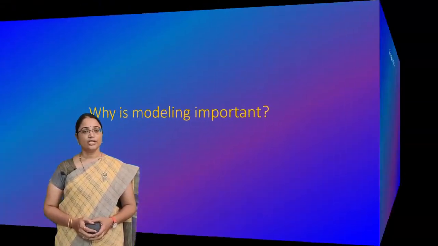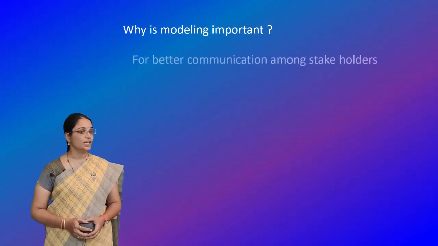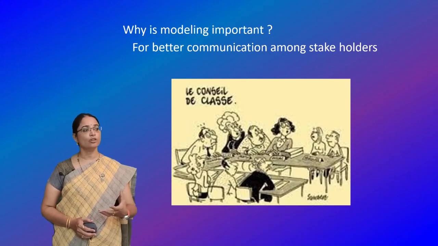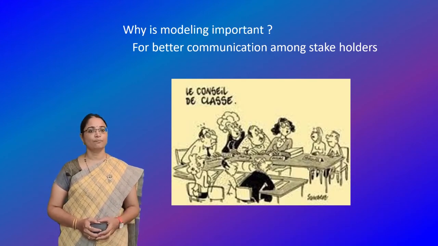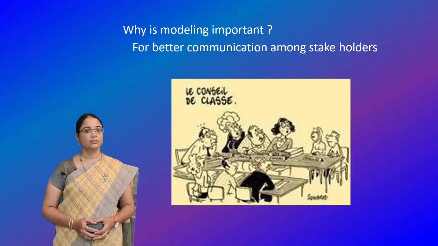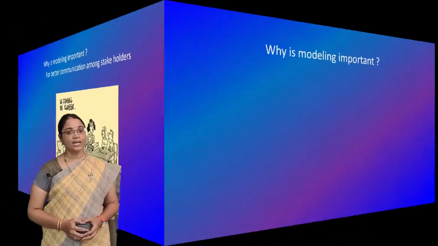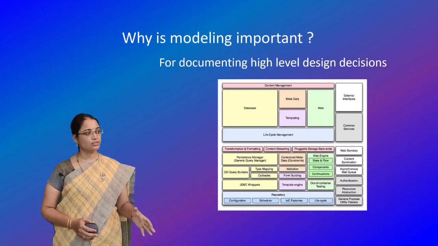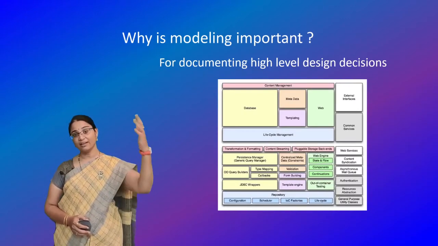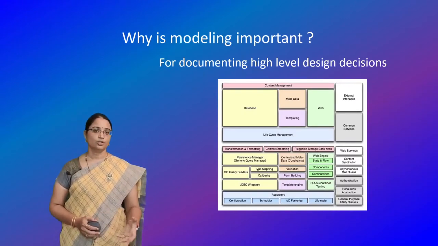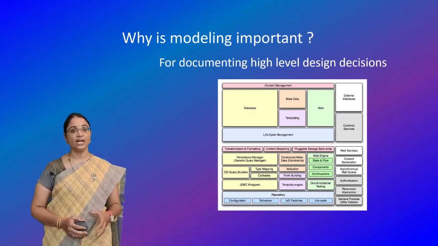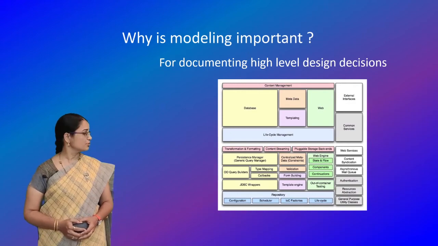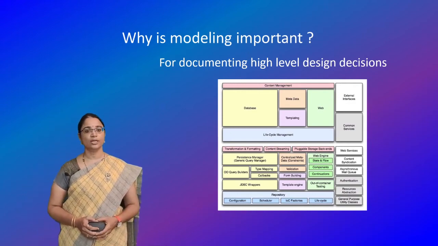So, first point is for better communication among stakeholders. It means modeling helps us to bring all the stakeholders to a single platform. And next one is for documenting high level design decisions. It means if you want to go from the low level also we'll use the UML diagrams. For high level also we'll use the UML diagrams. Here for documenting high level design decisions also we use this UML. This is the importance of modeling.